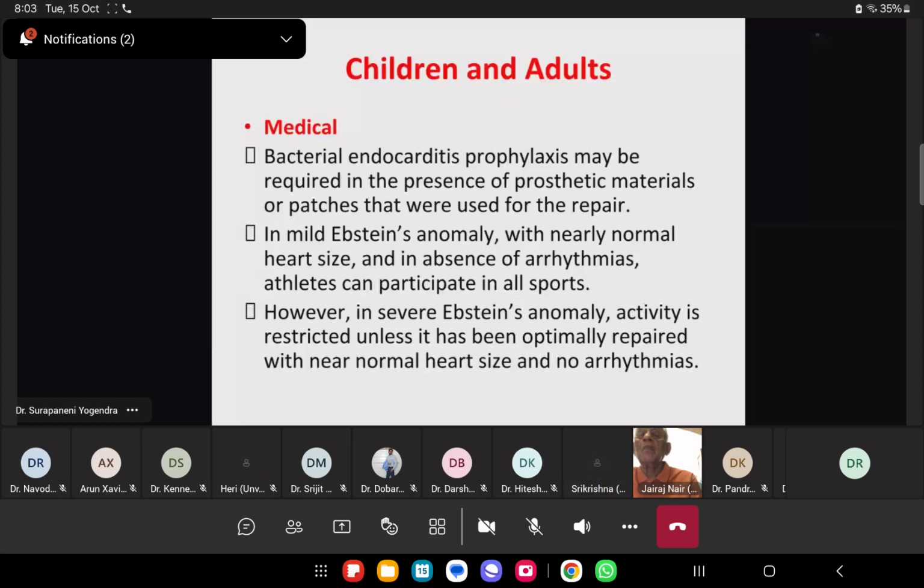Management in children and adults. Medical management includes bacterial endocarditis prophylaxis, which may be required in the presence of prosthetic materials or patches that were used for repair. In mild Ebstein's anomaly with near normal heart size and in the absence of arrhythmias, athletes can participate in all sports. However, in severe Ebstein's anomaly, active participation is restricted unless it has been optimally repaired with near normal heart size and no arrhythmias.